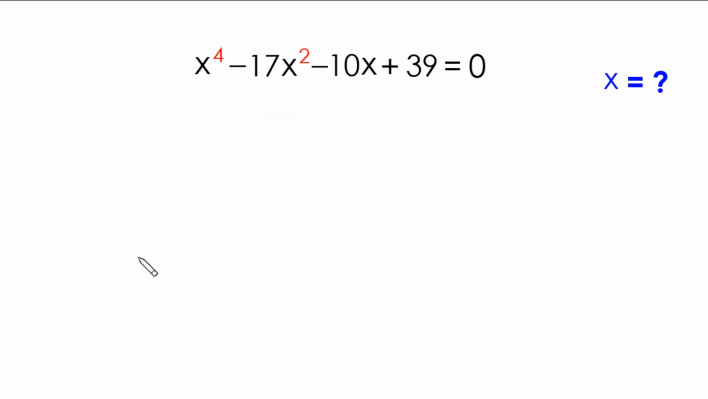Hello everyone, you are welcome to how to solve this very nice quartic equation: x to the power 4 minus 17x squared minus 10x plus 39 is equal to 0. Our job is to find all possible values of x.